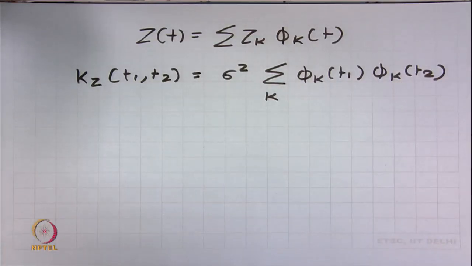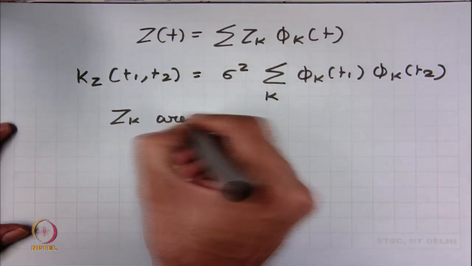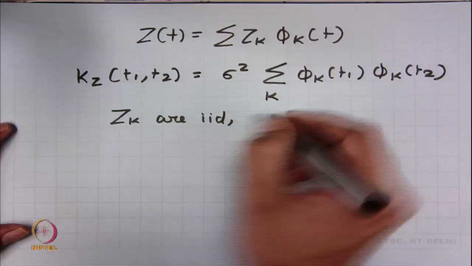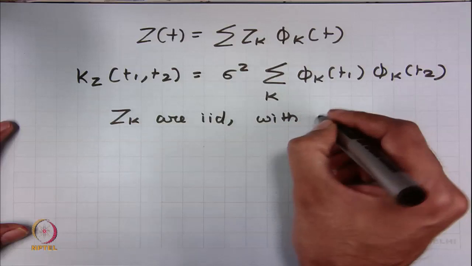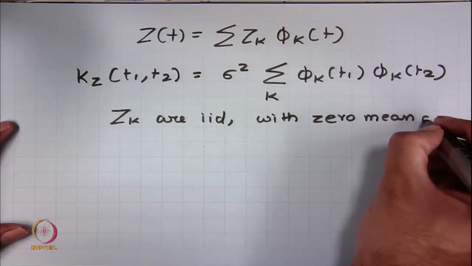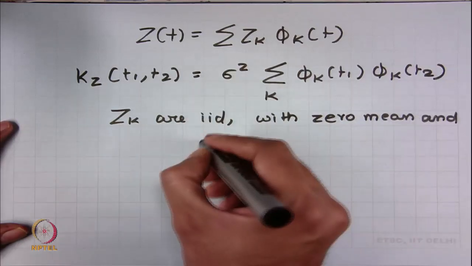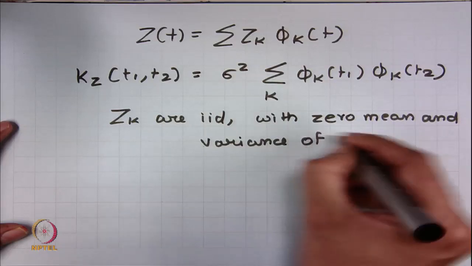Okay. If I am given that z_k are IID with 0 mean and variance of sigma square.